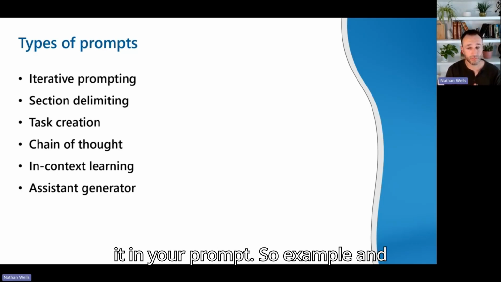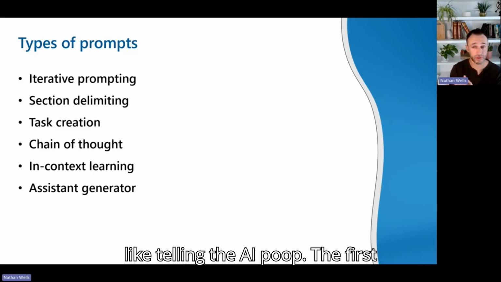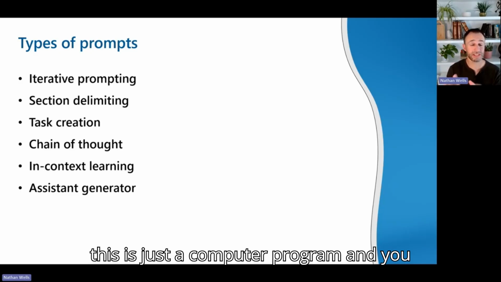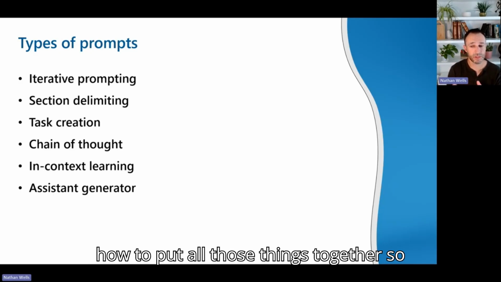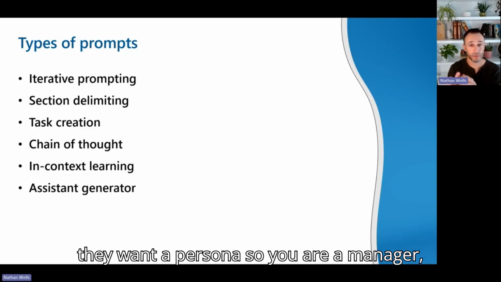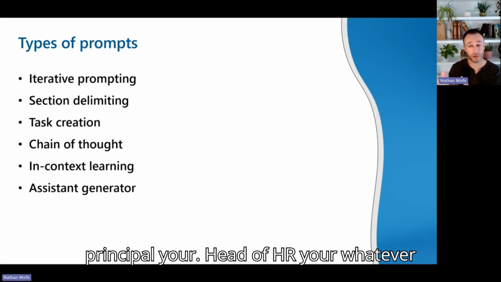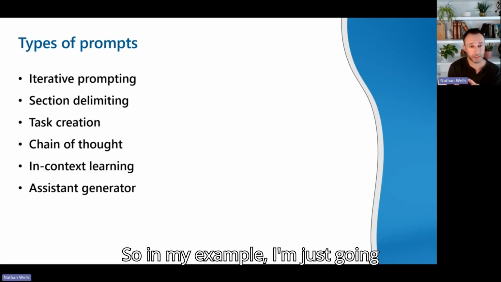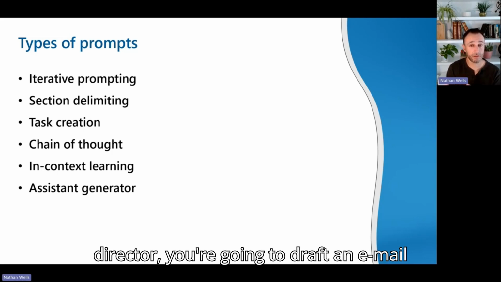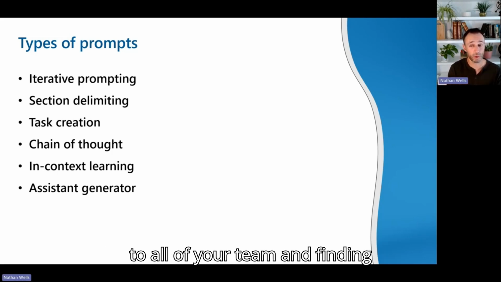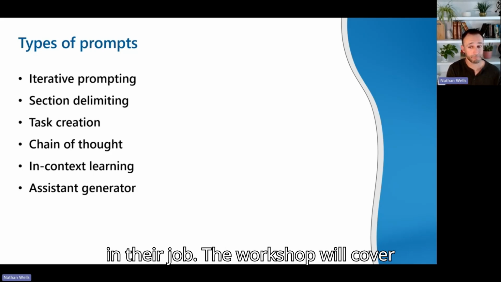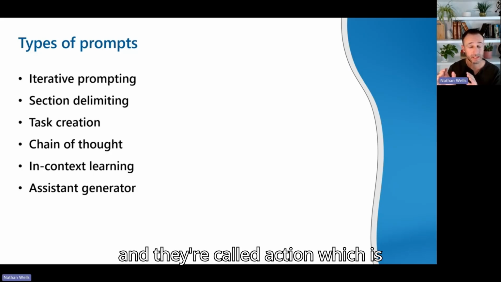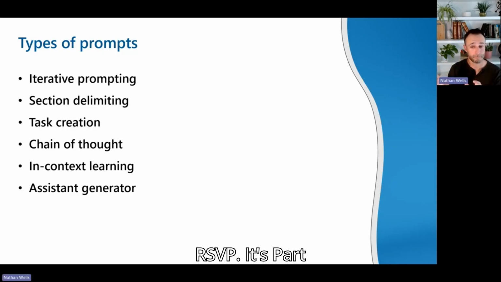So, for example, an iterative prompt could be something like telling the AI who it is. A lot of times we say give the AI a persona. Because remember, this is just a computer program, and you have to tell it how to act, how to work, how to put all those things together. So give it a persona. You are a manager, you're a team leader, you're a school principal, you're head of HR, whatever it is. Give it the role that you want it to play. So in my example, I'm just going to say you're a director. You're going to draft an email to all of your team, inviting them to a workshop about integrating AI in their job. The workshop will cover these tools, these objectives, fill in the blanks, right? Include the workshop time, date, and a call to action, which is RSVP. That's part one, right? Part one.